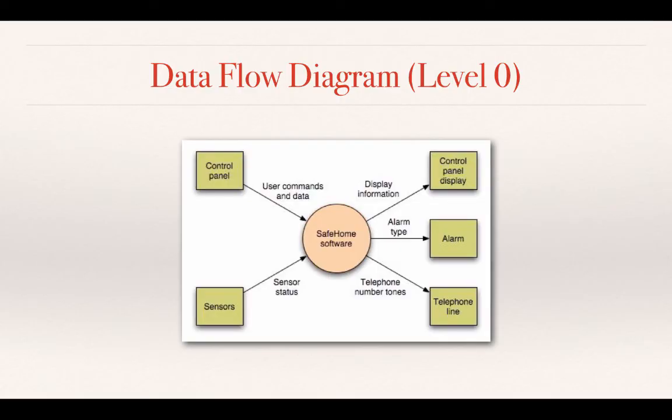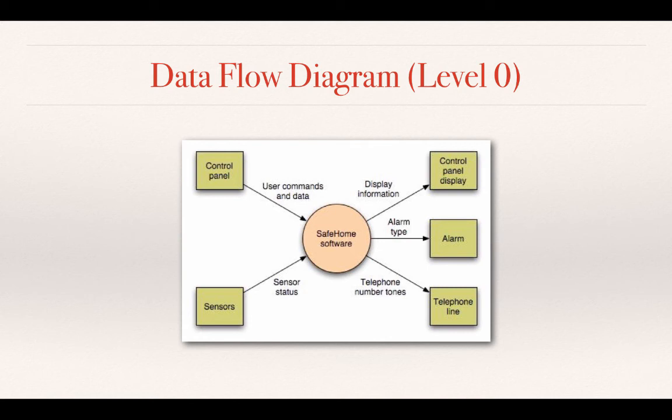Here's an example of a level 0 data flow diagram that is going to be used to represent the SafeHome security function. The bubble in the middle represents the system, and the squares to the left and to the right of the bubble represent external entities in our system that provide input and receive output: the control panel, sensors, alarms, and the telephone line. Finally, the arrows represent the data and the direction it flows in the system.